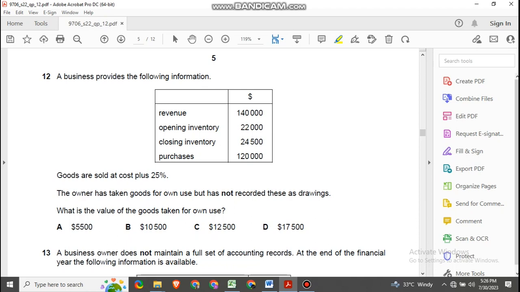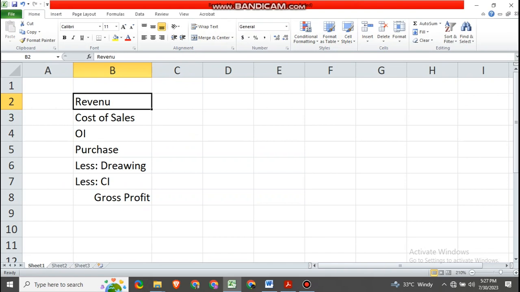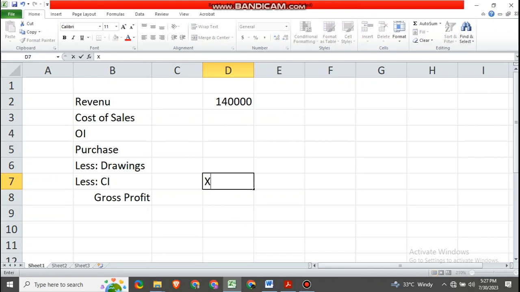And here 25% of the cost of sales is your gross profit. The problem in this case is, if I show you this format, we have revenue, cost of sales: opening inventory, purchases, drawings, and closing inventory. Now, we don't know what our drawings are. We need to find out this figure. But this is very simple. We know our revenue is 140,000. Now, gross profit is 25% of the cost of sales figure. Let this figure be X.